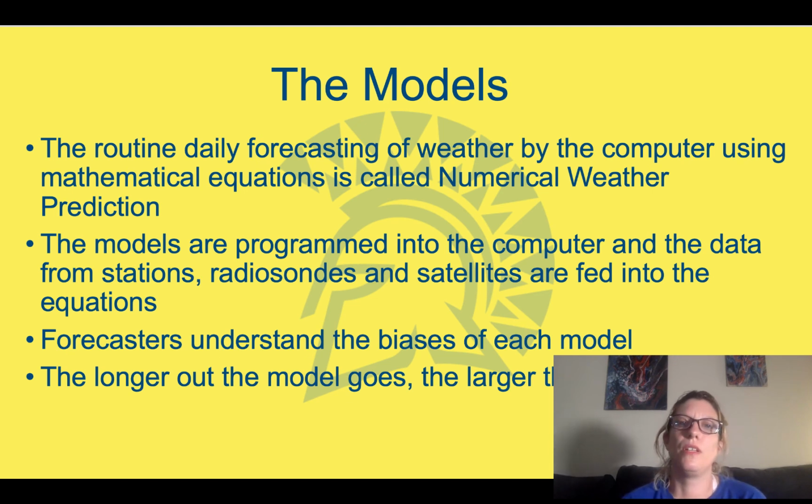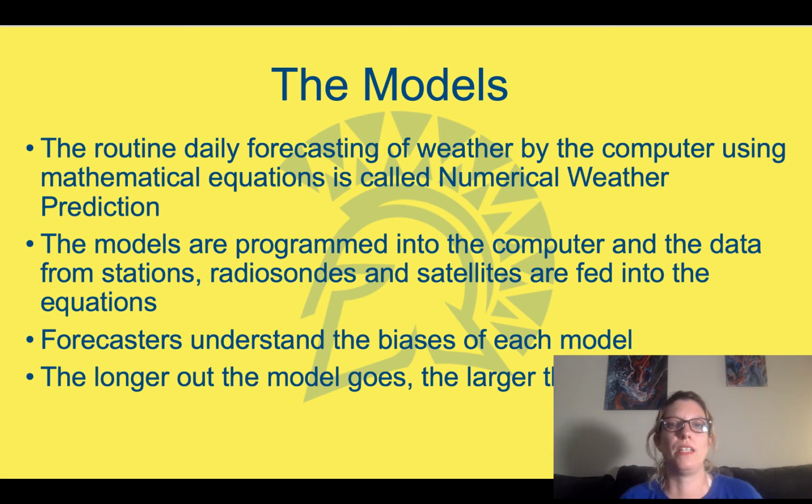All right, so the models. Now, what happens actually is models process many equations all at one time. It would be impossible for a human being to process the amount of computations that a computer actually does in order to give us our forecasts. And so our forecasts are actually reliant upon how fast computers are and how many equations they can actually solve at once. The faster they are and the more equations that they can solve, the more that increases our modeling and our forecasting and our accuracy.